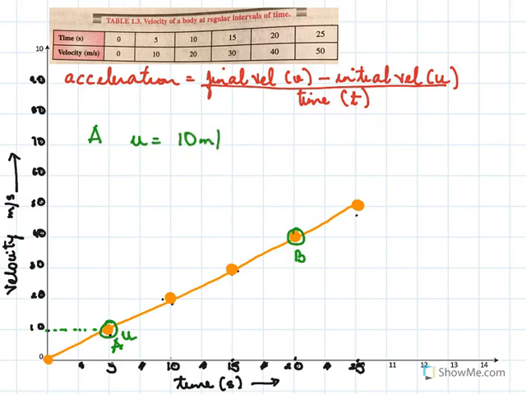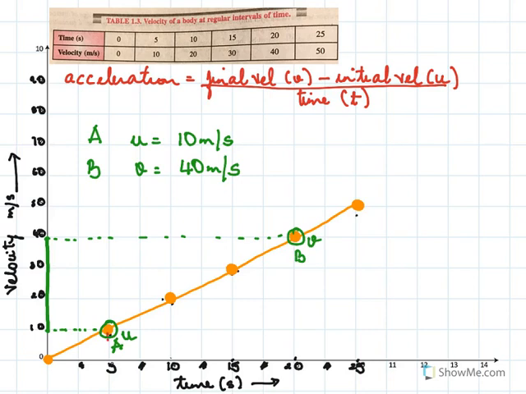So at A, the velocity is 10 meter per second. And then when the body went to B, the velocity increased. This is v, the final velocity. How much did the velocity become? It became 40. So v is 40 meter per second. There was an increase in velocity from 10 to 40, means there was an increase of 30. How long did this all take?